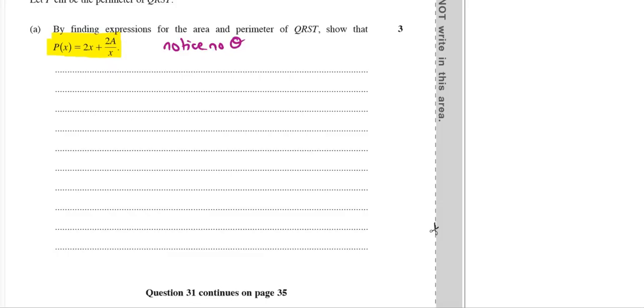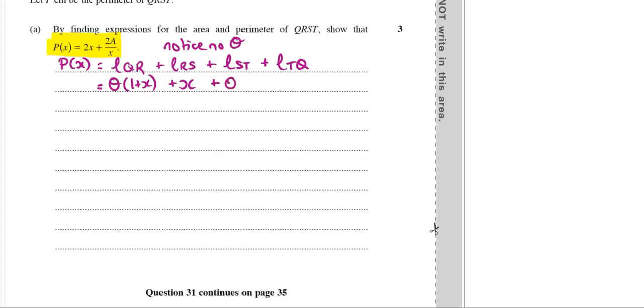Okay, so let's recall what the perimeter would be by first principles. The perimeter is the length of that big outside arc from Q to R, plus the length from R to S, plus the length from S to T, plus the length from T to Q. The length of an arc is theta times the radius. So theta times the radius is the outside arc. This one I'm provided as x. This one is theta times 1, and this one is x.